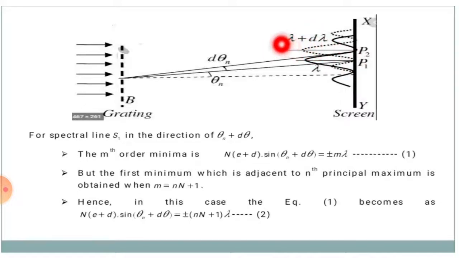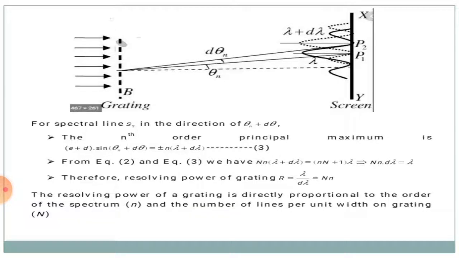Now, we will see the condition for principal maxima of lambda plus d lambda for spectral line S2 in the direction theta plus d theta. So, in the direction theta plus d theta, the S2 spectral line will have central maxima or principal maxima. That condition is (e plus d) sine(theta plus d theta) is equal to n into (lambda plus d lambda). So, this condition represents the principal maxima of the spectral line of wavelength lambda plus d lambda in the direction theta plus d theta.